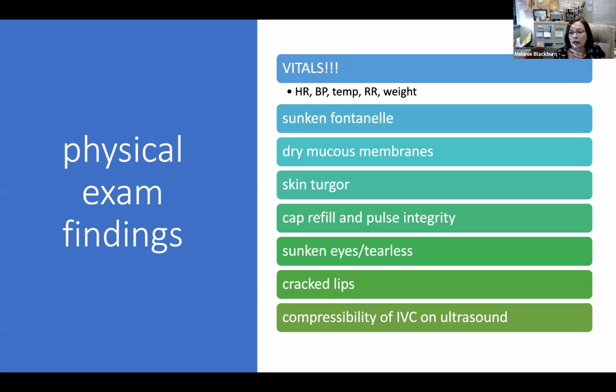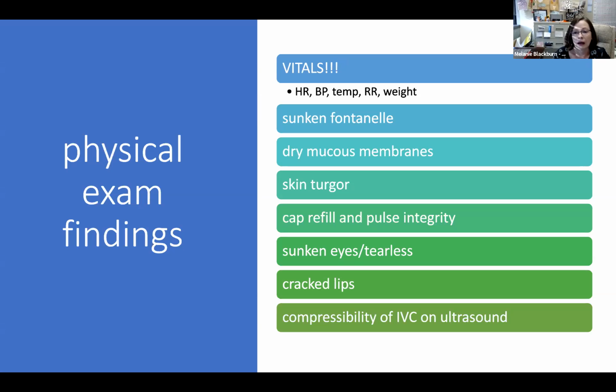Maybe not so important in an acute inpatient visit where you might not know their previous weight, but if you're in your office setting or in clinic and you have the ability to look back at a previous weight, you can easily calculate what percentage of dehydration they are based on their weight.